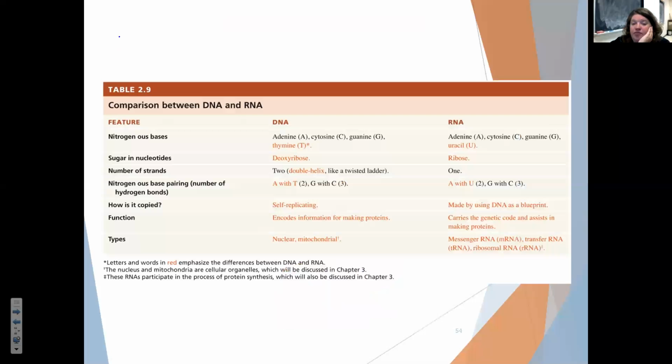The other type of nucleic acid that we will talk about is RNA. The difference is the sugar that's involved in the nucleotide. DNA is double-stranded, whereas RNA functions as a single strand. DNA encodes the information for making proteins. And the other thing that's unique about RNA is there's three different types that we'll talk about.